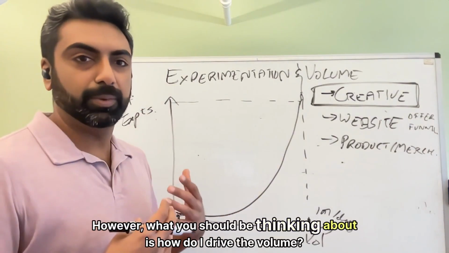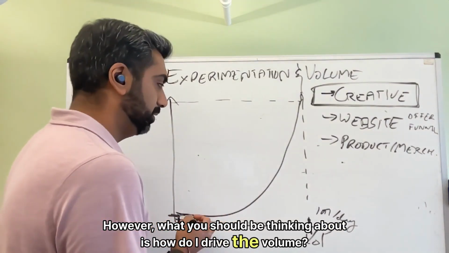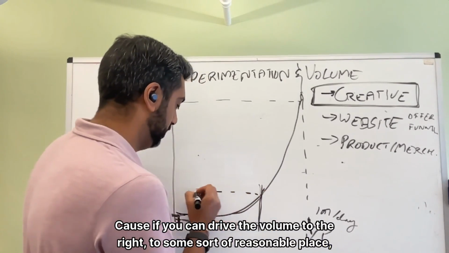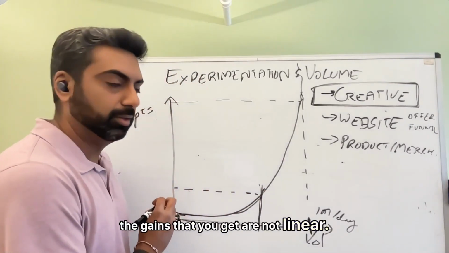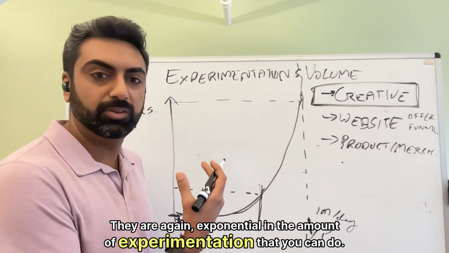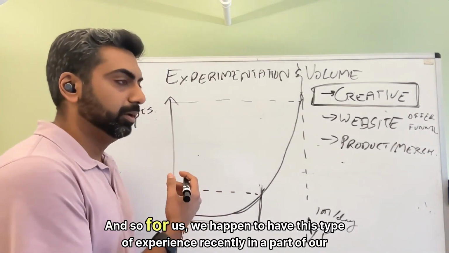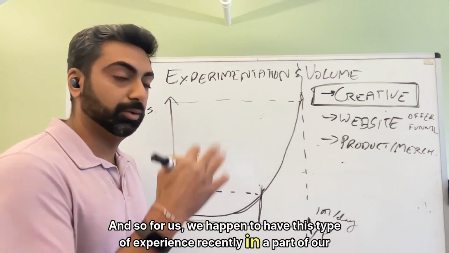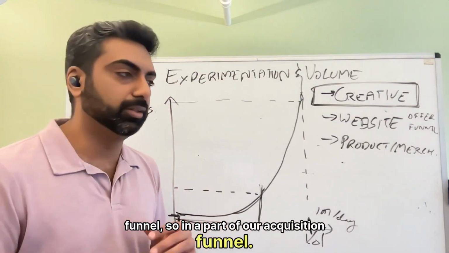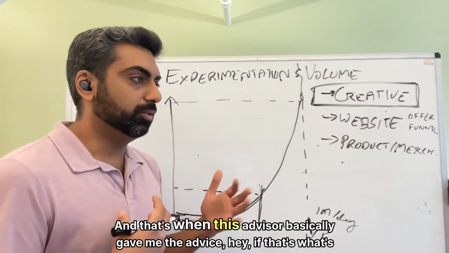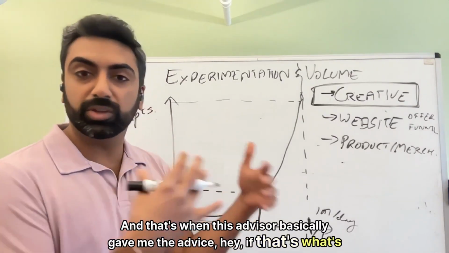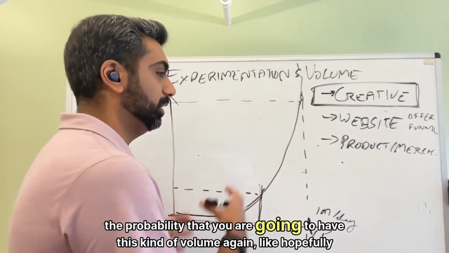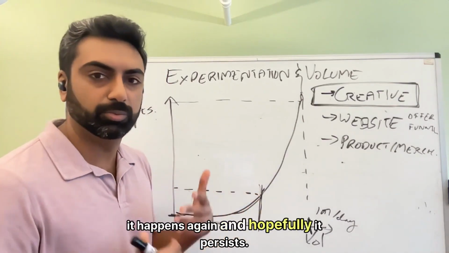However, what you should be thinking about is how do I drive volume, because if you can drive the volume to some sort of reasonable place, the gains that you get are not linear. They are again exponential in the amount of experimentation that you can do. And so for us, we happen to have this type of experience recently in a part of our acquisition funnel. And that's when this advisor basically gave me the advice, hey, if that's what's happening, then you should just be running a ton of experiments, because the probability that you are going to have this kind of volume again, like hopefully it happens again and hopefully it persists.